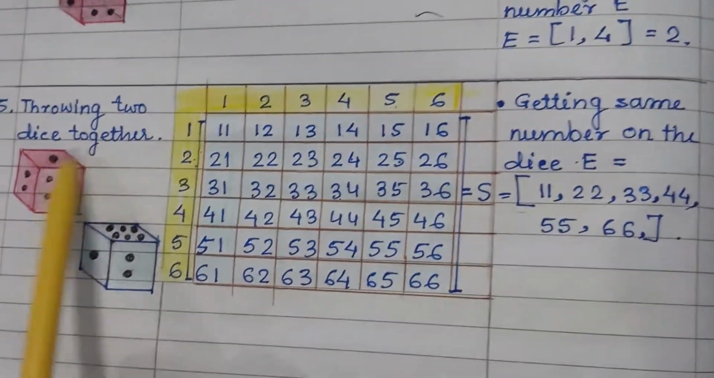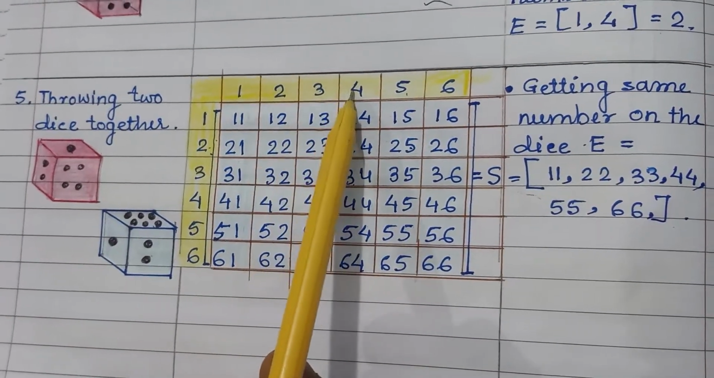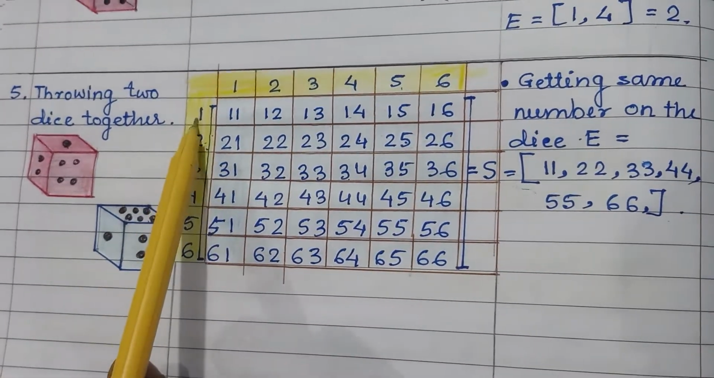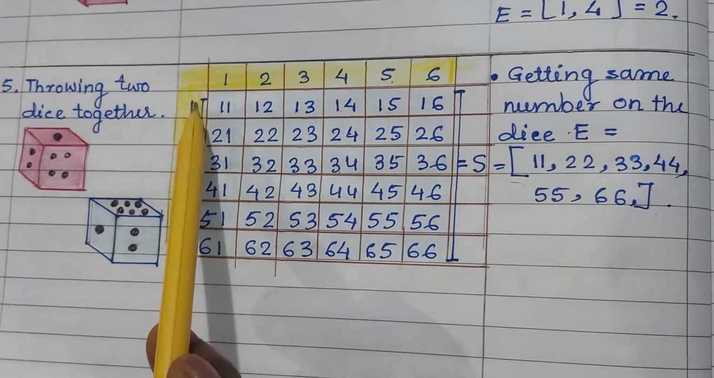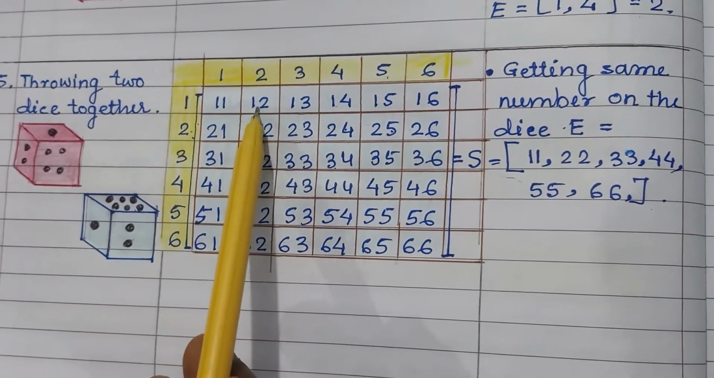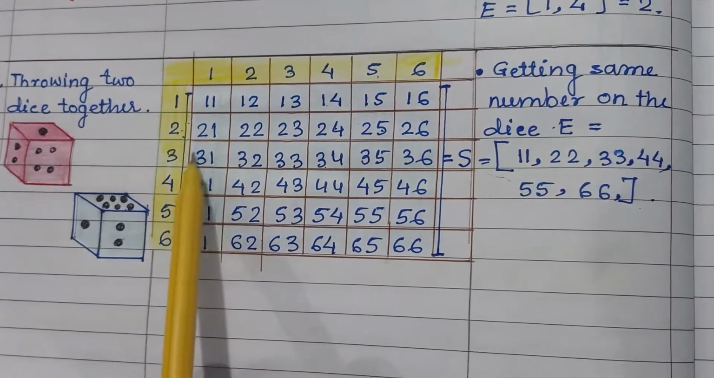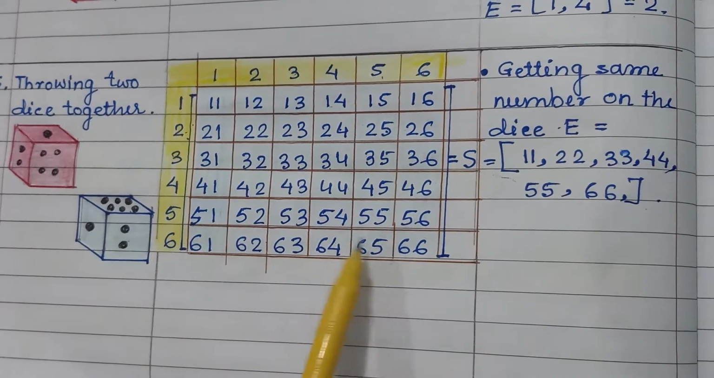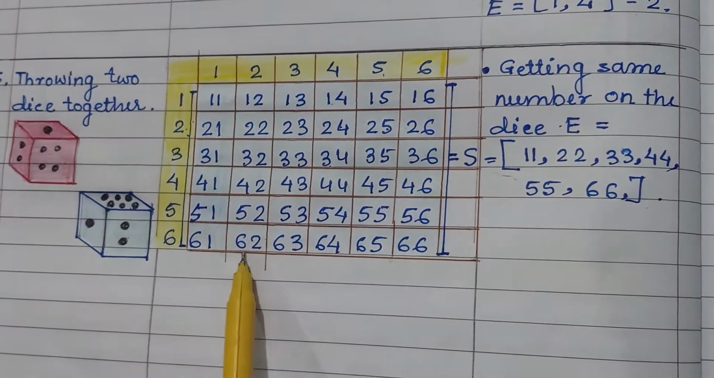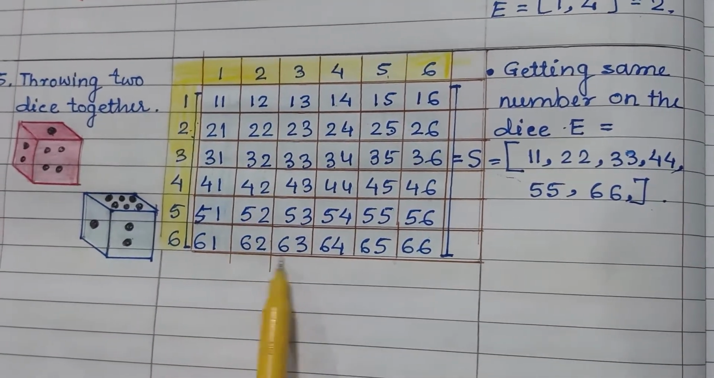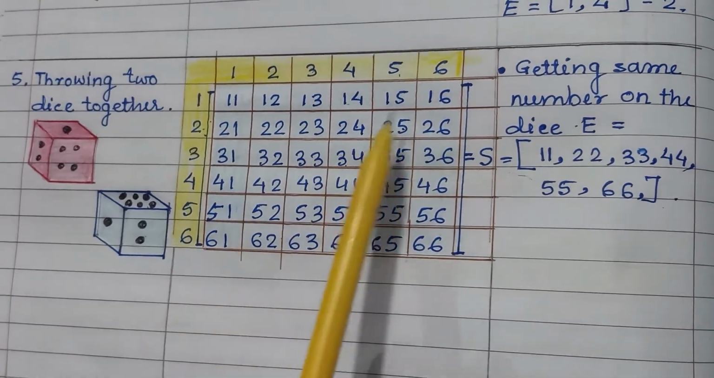Now throwing 2 dice together. On one die there are 6 numbers, and on the other die there are also numbers 1 to 6. Now again you have to do it in this way: 1 1, 1 2, 1 3, 1 4. In this way you have to make the full column, up to 6 1, 6 2, 6 3, 6 4, 6 5, 6 6.